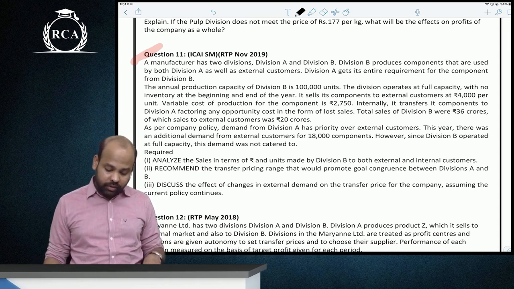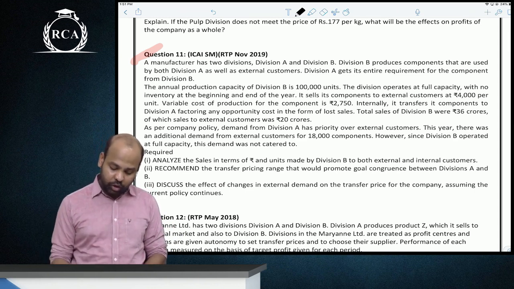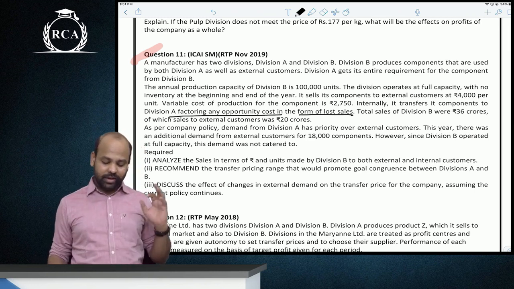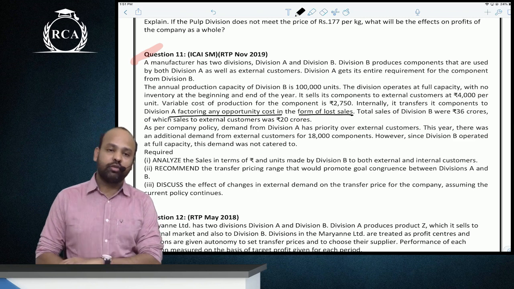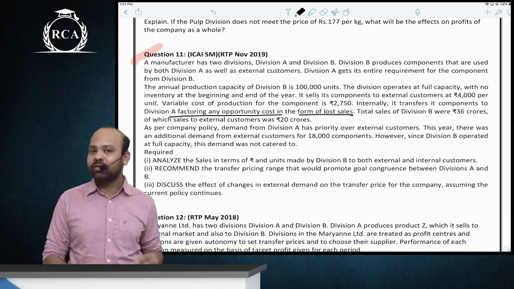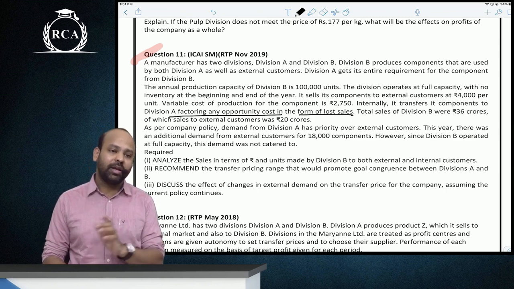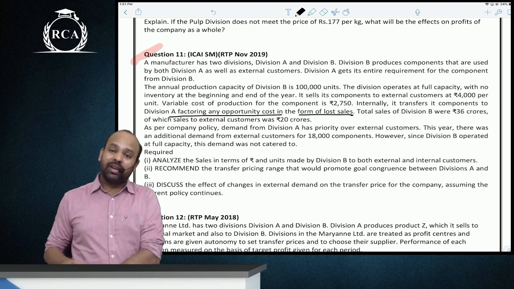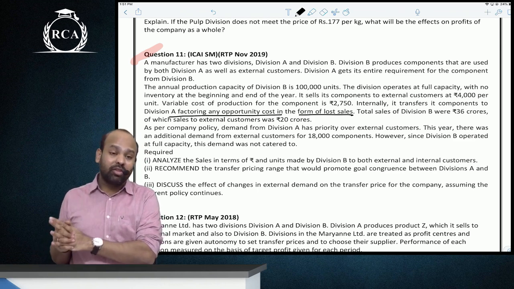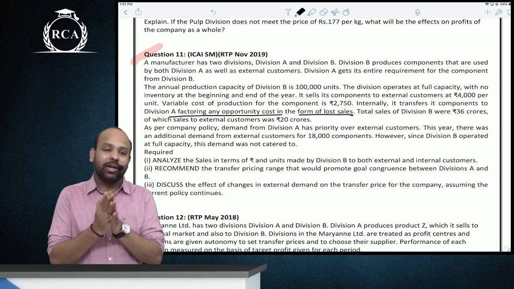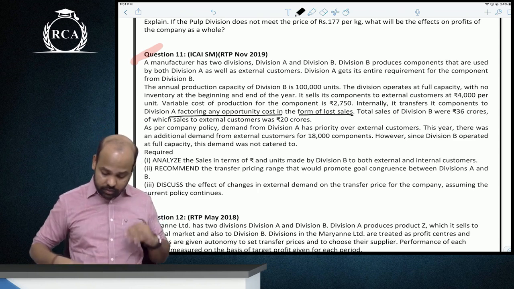Internally, it transfers components to division A, factoring any opportunity cost in the form of lost sales. When they say factoring any opportunity cost in the form of lost sales, if there is spare capacity, transfers will be made at variable cost. This is basically transfers being made at minimum transfer price. So internal transfer price factoring opportunity cost means internal transfers are at minimum transfer price.